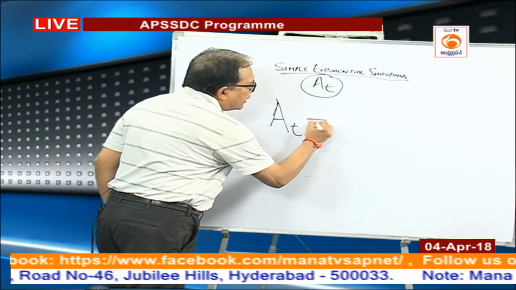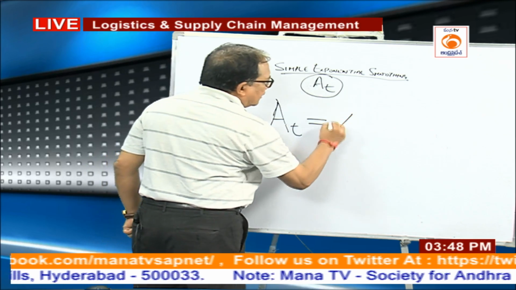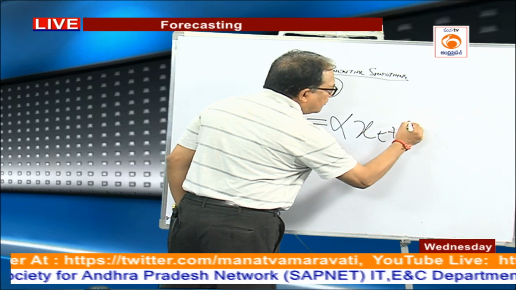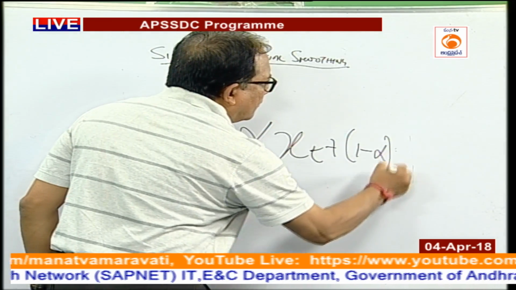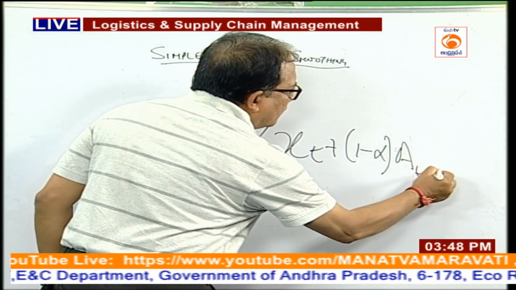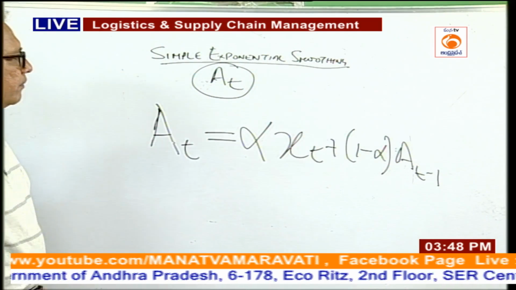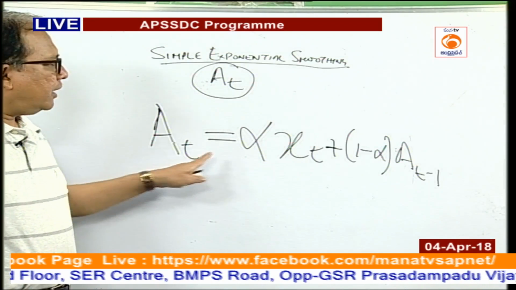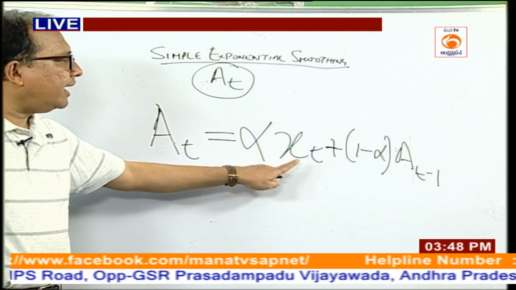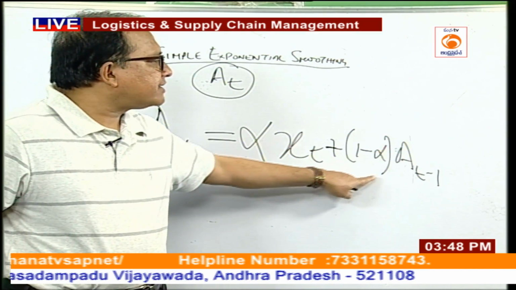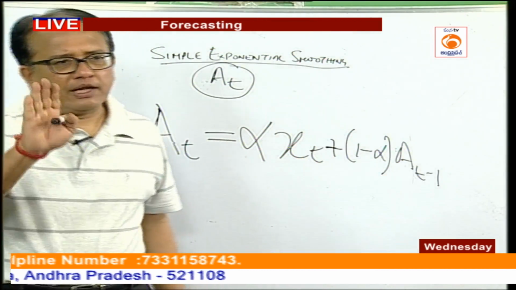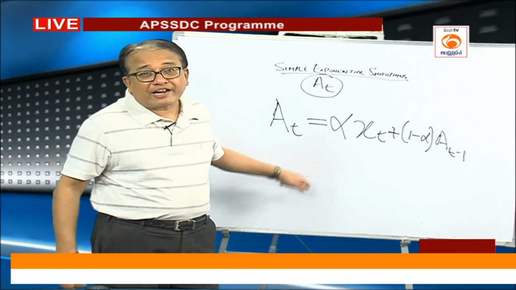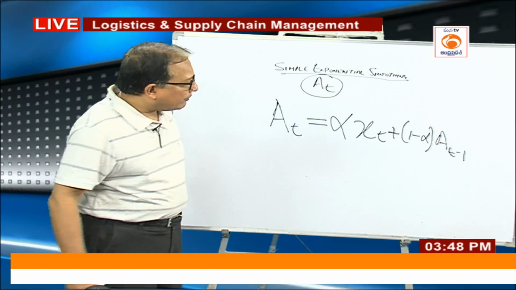If you want to write this formula, A t is equal to alpha into x t plus 1 minus alpha into A t minus 1. It may look a little complicated at this point of time, but I will soon tell you what I am trying to arrive at. Okay?